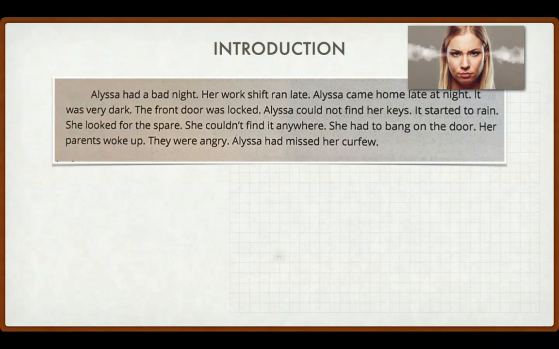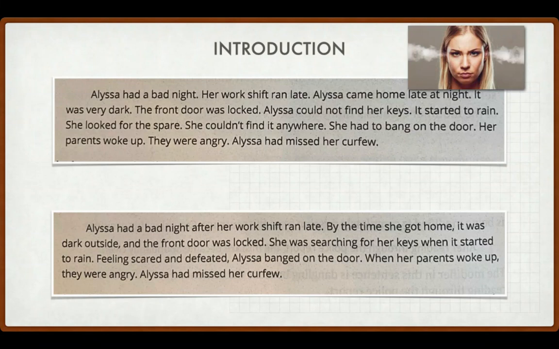Now read the revised version. Alyssa had a bad night after her work shift ran late. By the time she got home, it was dark outside and the front door was locked. She was searching for her keys when it started to rain. Feeling scared and defeated, Alyssa banged on the door. When her parents woke up, they were angry. Alyssa had missed her curfew.